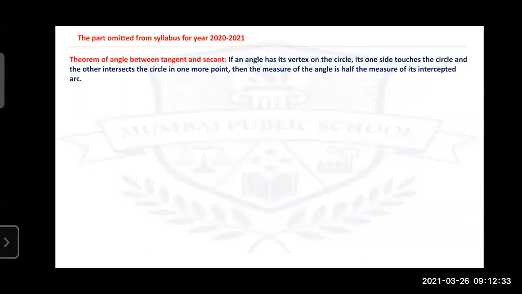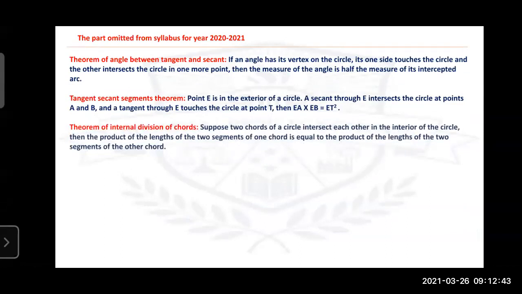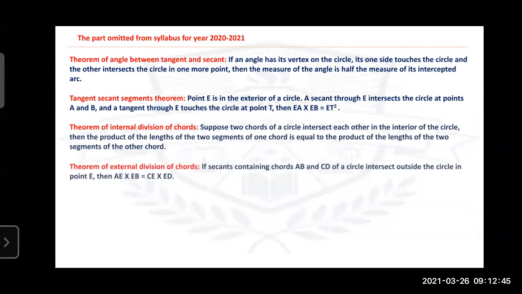Then the part which is omitted from your syllabus from this chapter is the theorem of angle between tangent and secant. This part is omitted. Tangent secant segment theorem is also omitted. Theorem of internal division of chord, theorem of external division of chord. These 4 theorems are omitted. So in this chapter, you have to revise only the cyclic quadrilateral theorem and tangent segment theorem. Only 2 theorems are important.